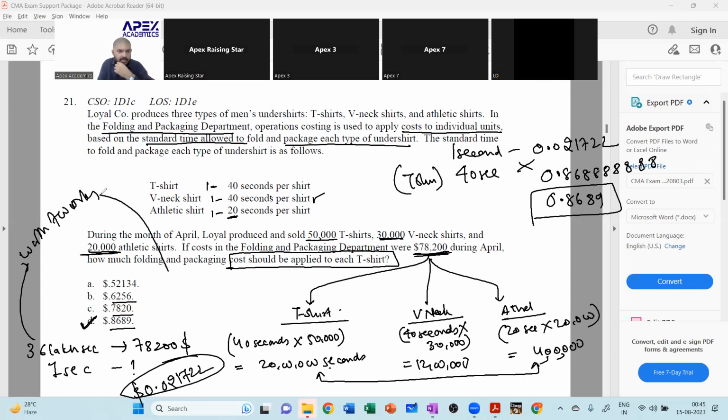costs us $78,200. How much does 1 second of working here cost us? It costs us this much. As a matter of fact, you can get the direct answer over here also. You can do 78,200 multiplied by 40 divided by 36 lakhs, and you will still get the same answer. I did 1 second first, but you can directly take 40 seconds and you will get 0.86888888. There is no doubt.